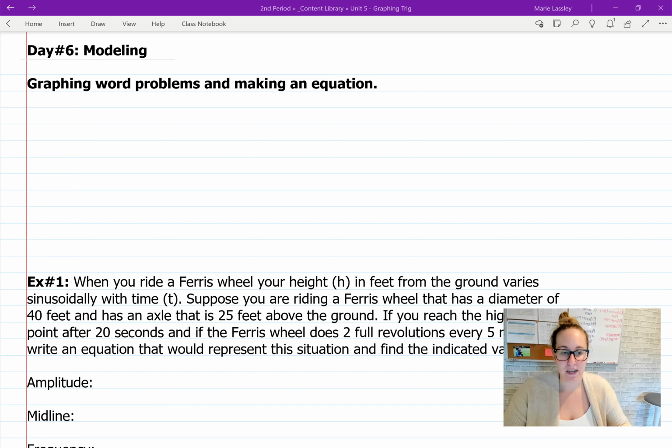So like I said, this is very similar to what we did last class where you were given the graph and you had to then make the equation, right? So the only difference here is that we need to use the information given to us in the word problem in order to make the graph, and then from there we can make the equation.